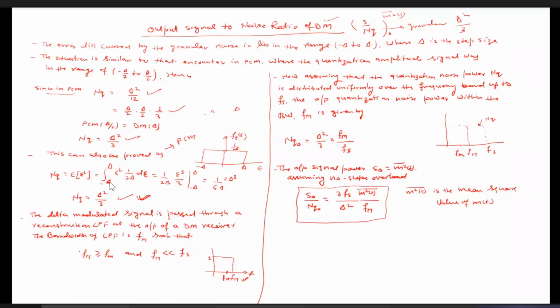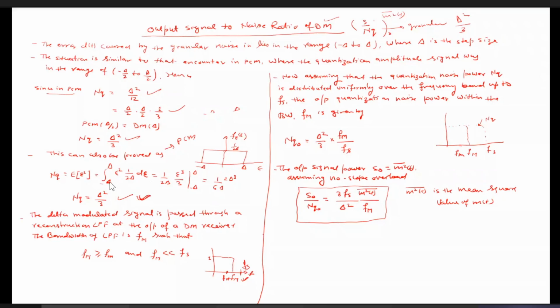F capital M is the cutoff frequency of the low pass filter that we use at the receiving end of the delta modulation, whereas F small m is the maximum frequency of our message signal, which we want to convert into digital form. So we choose F_M greater than or equal to f_m, but much less than the sampling frequency. So the sampling frequency should be lying somewhere here.